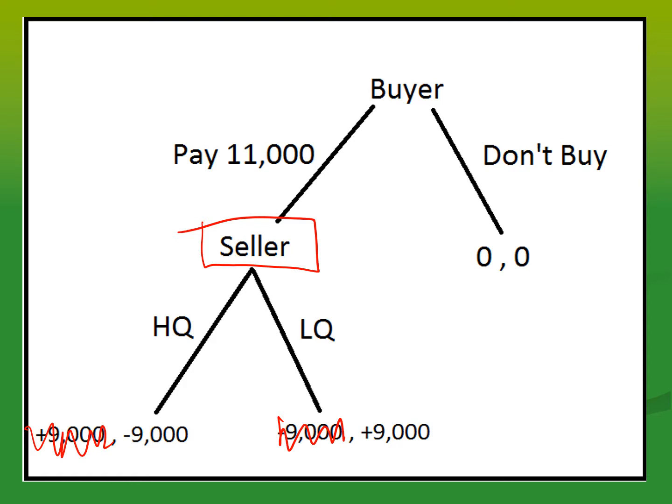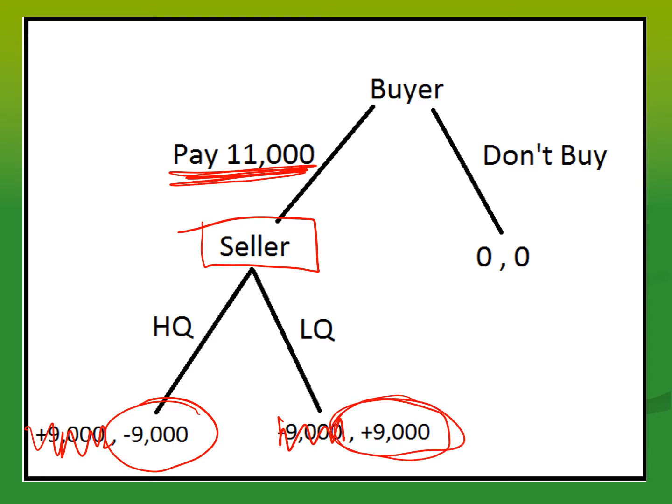So we only consider player 2's payoffs, and we don't consider anything else beyond this. What we can see is the seller could sell a high quality car and lose $9,000. Why would they lose $9,000? Because if the buyer is paying $11,000 and a high quality car is worth 20 grand, that's a loss of $9,000. If the seller decides to sell the buyer a low quality car, then the seller will gain $9,000. Why? Again, the buyer is paying $11,000 and the car is actually only worth $2,000, which is what a low quality car is worth in this example, so the seller gains $9,000.